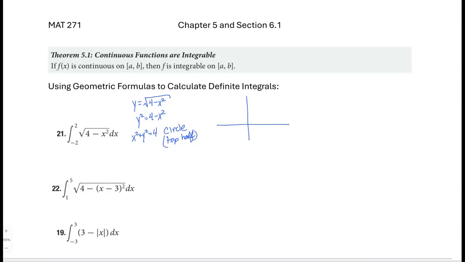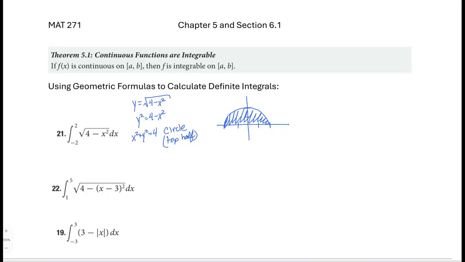And they are limiting our x values between -2 and 2. So if I were to graph this circle, this is centered at 0, 0, with a radius of 2. We know it's the top half because it's the positive square root, which means positive y values. So our graph is going to look like this. So we're looking at this function between -2 and 2. The area between the curve would be this area. And that would be really easy for us to integrate, to figure that area out.